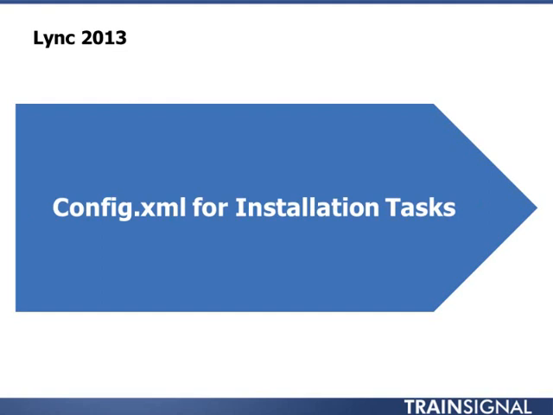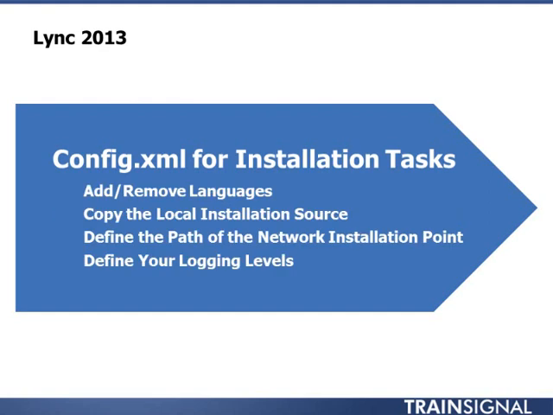But we can define additional instructions that are not available in the OCT by using a config.xml file. By default, the config.xml file is stored inside of the Core Products folder for the various applications of Office 2013. So what are some of the things that you can configure through the config.xml file? You can add or remove languages from the installation. You can copy the local installation source to the user's computer. You can define the path of the network installation point, and you can define your logging levels.